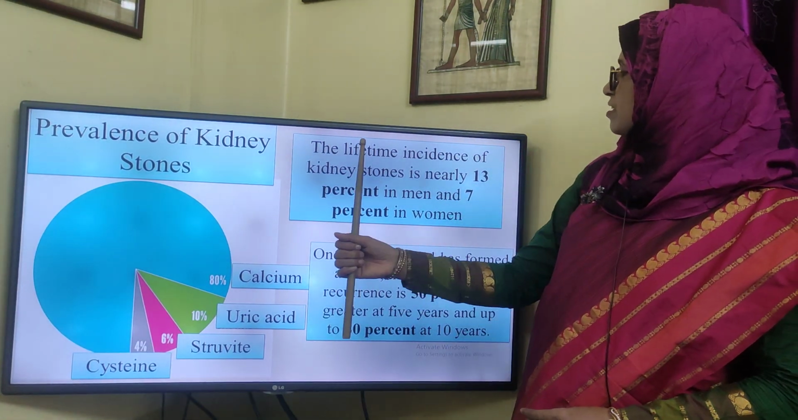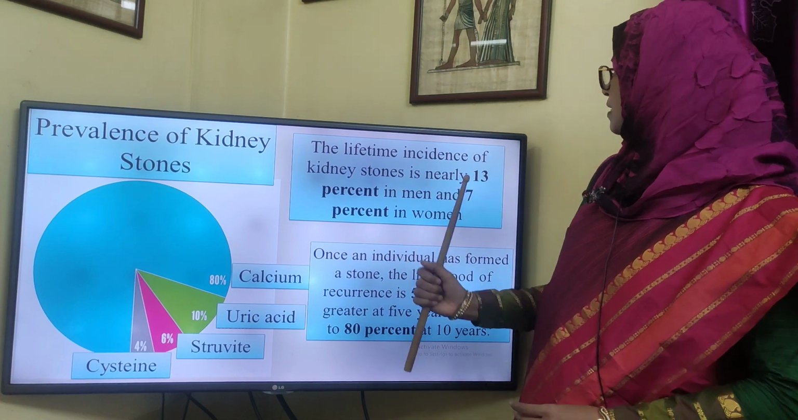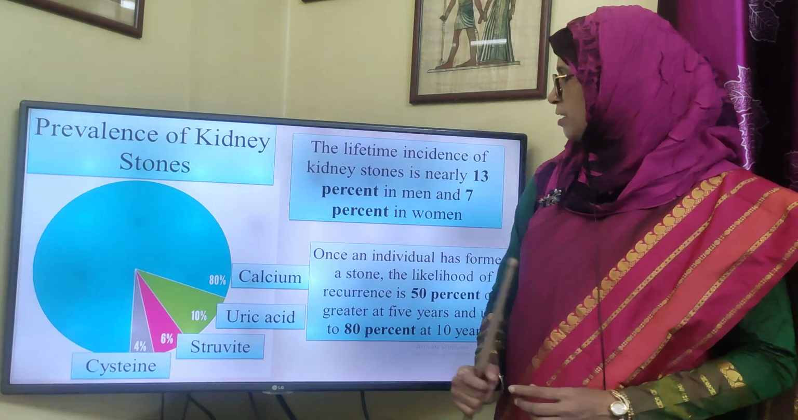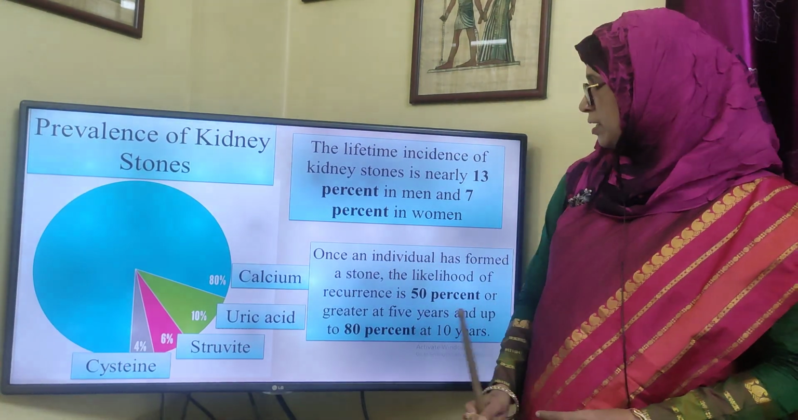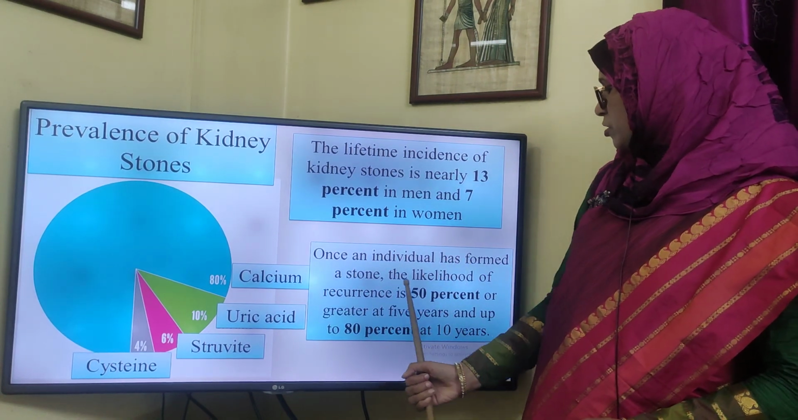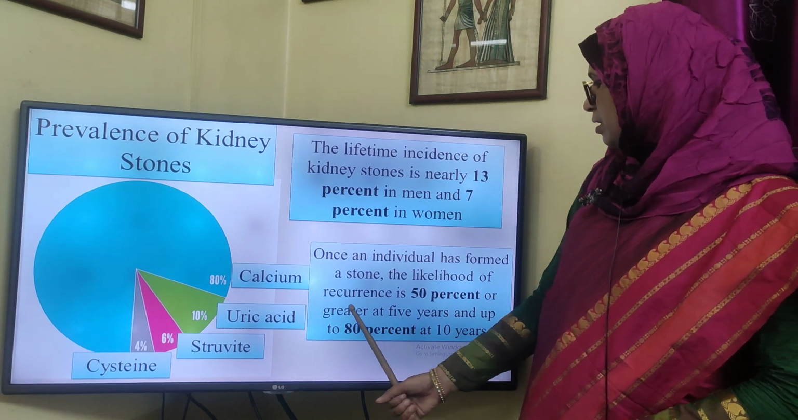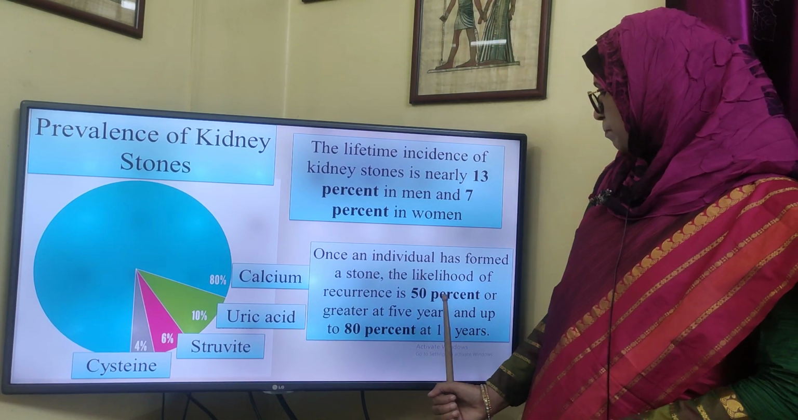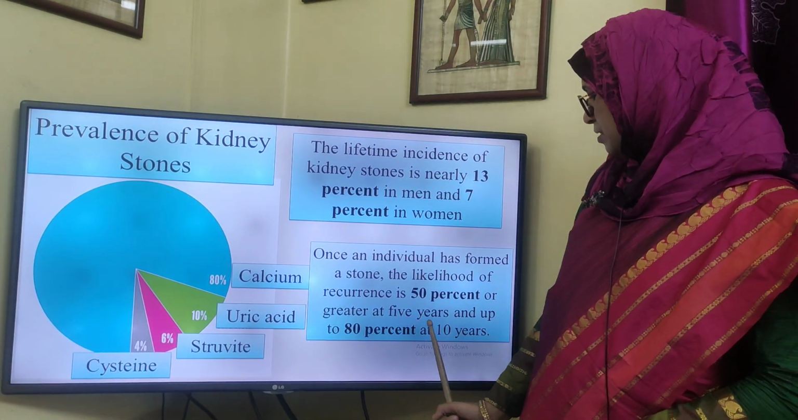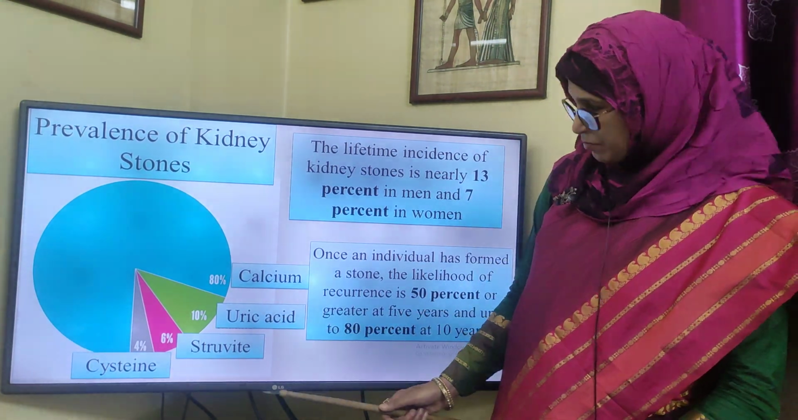See here. First, the lifetime incidence of kidney stones is nearly 30% in men and only 7% in women. Another point is that once an individual has formed a stone, the recurrence rate is 50% or greater at 5 years and up to 80% at 10 years. Okay, so these are the different parts.